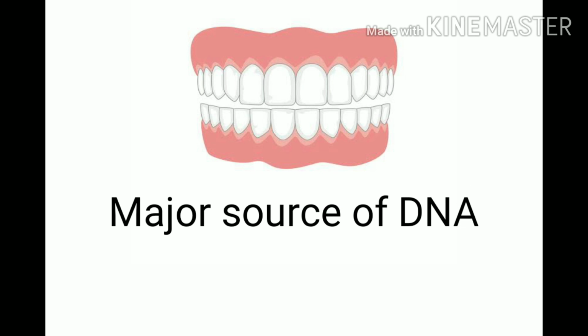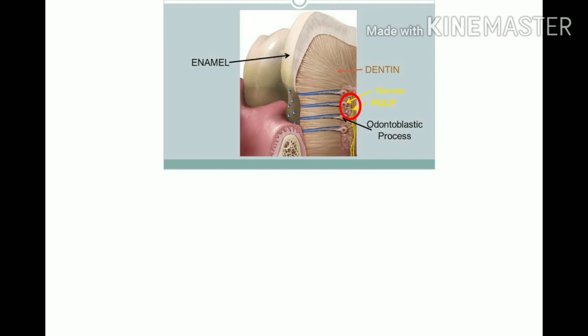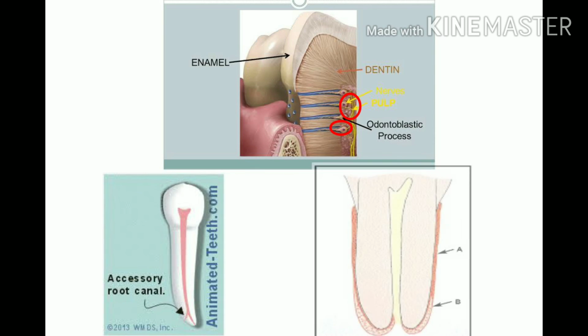The teeth act as a major source of DNA because of their ability to withstand changes. Some authors suggest that teeth are better sources of DNA than skeleton bones because DNA is found in vascular pulp, odontoblastic process, accessory canals, and cellular cementum. That is the six scientific methods of identifying a person.